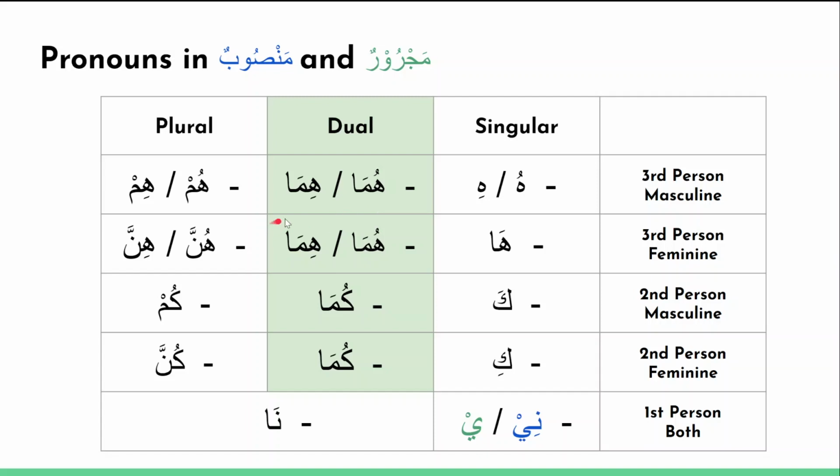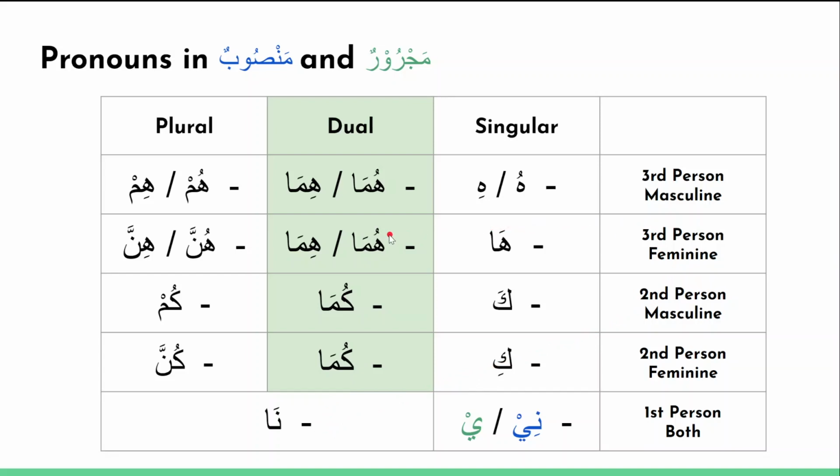And just like before, if the previous sound right before the suffix is an e sound, I change it to hima. So I can say fi hima, in them, in those two men. What about if I'm speaking directly to two people? Then I use the suffix kuma. The two of your book, kitabukuma. And again, this is true if it's two men or two women, or a man and a woman. Okay? So again, go ahead and memorize this table.